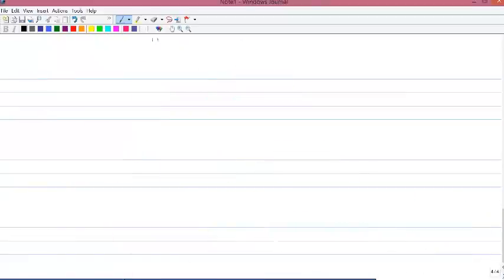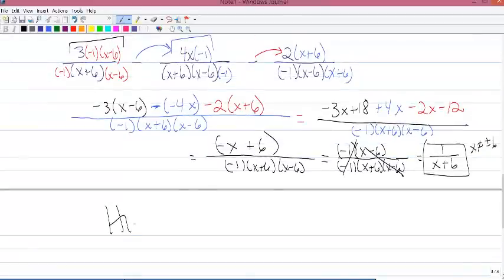So what I want you guys to try tonight for your homework, I want you to try page 368, numbers 5 and 13. And they're pretty basic. They're very similar to the first 2 problems we did, not the third one.